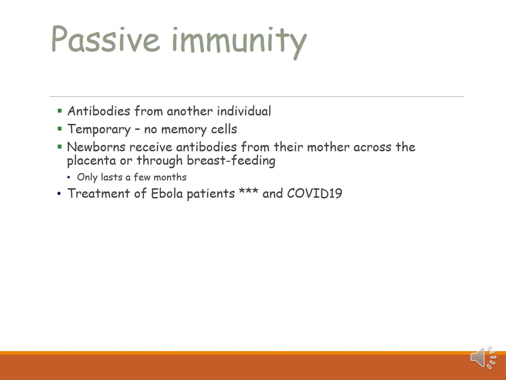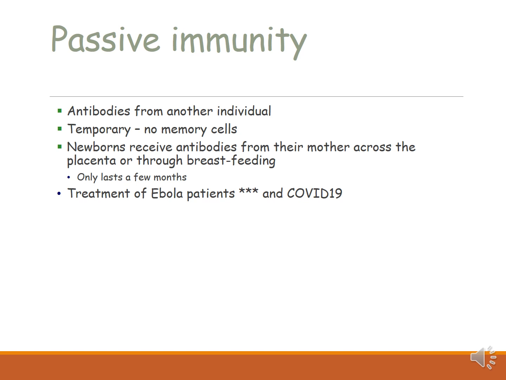Passive immunity is where antibodies can be extracted from one individual and given to a patient. And this is temporary. You're not receiving the memory cells, you're just receiving the antibodies, which will target the antigens for destruction by either the macrophages or the neutrophils.